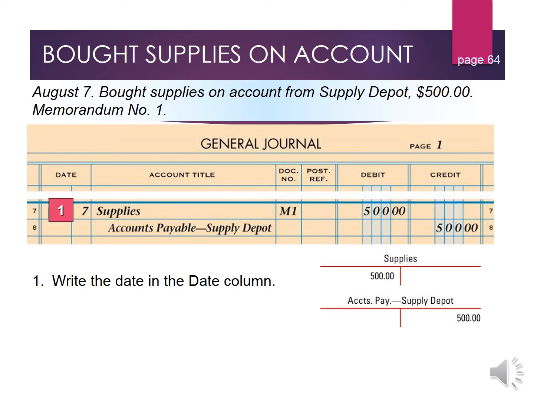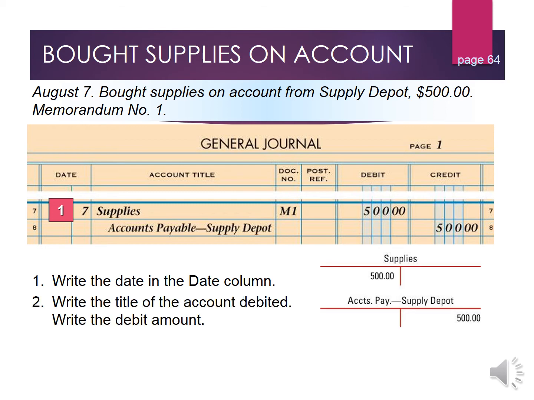First, we will write the date 7 in the date column. We will not rewrite the word August. Then we will record our debit, which is supplies, up against the left wall. And then we will go to the debit column and write $500. Make sure that when you record your cents, either you put 2 zeros or a line through the cent column.